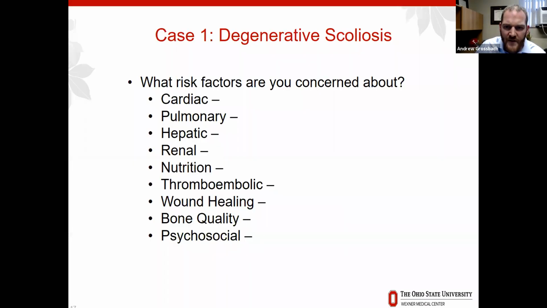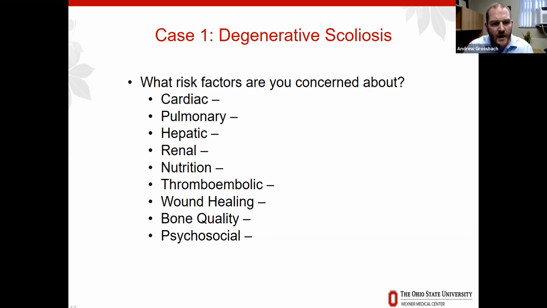So thinking about risk factors, what are these risk factors we're concerned about? I'm concerned about all of them, of course. She's got hyperlipidemia, she's got hypertension, she's got type 2 diabetes. So she definitely has cardiac risk factors. So she's going to need a work-up, probably an EKG and a stress test, that our pre-op clinic is going to do.